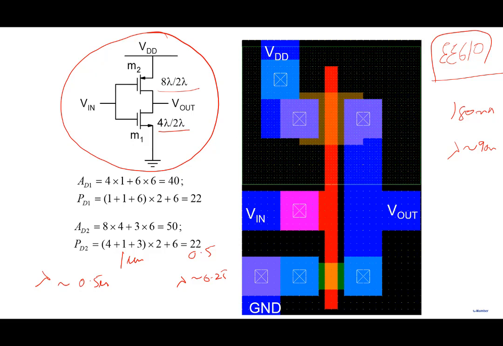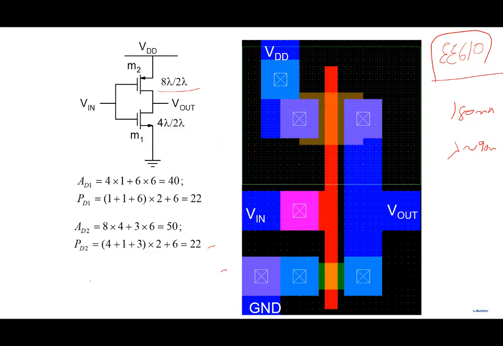Right? So when I express everything in terms of lambda, it's like an abstract representation. Any technology that you want, I can go to that particular technology by simply changing the value of lambda. Okay, so it's a more general way of talking about a layout here. So that's where I've written everything in terms of lambda here. The units are lambda. Lambda could change depending on the technology.